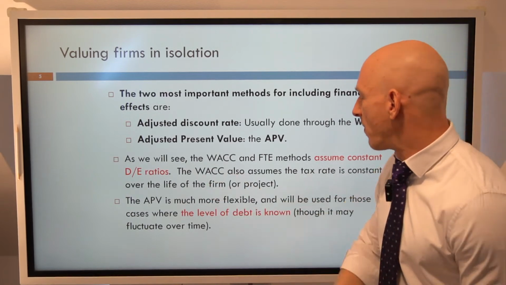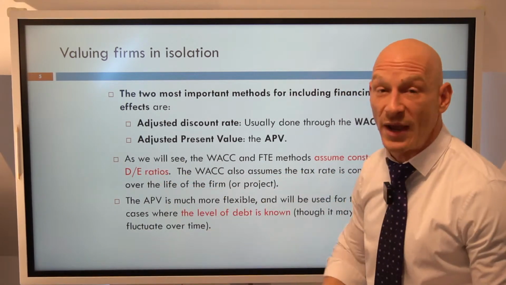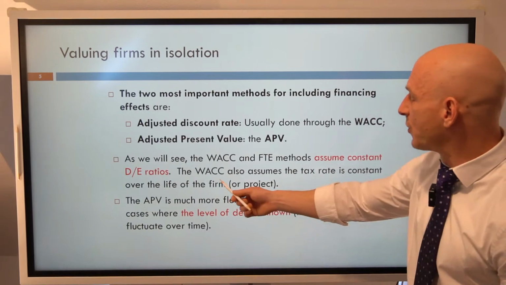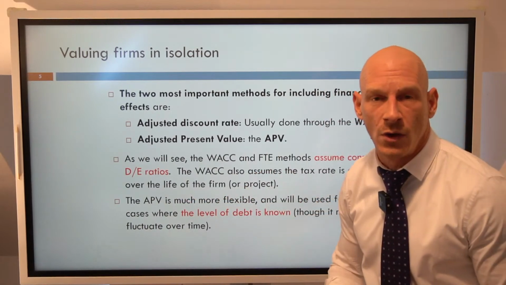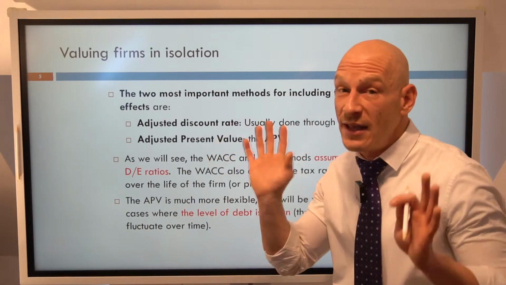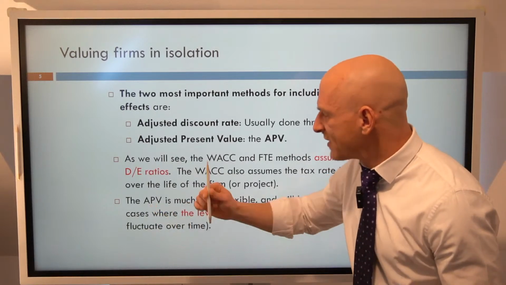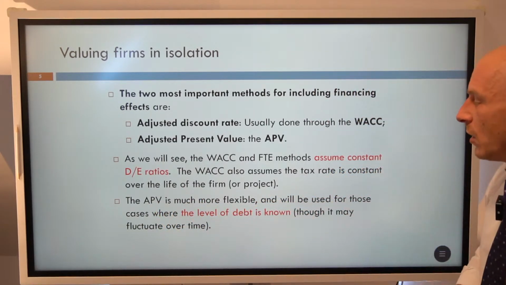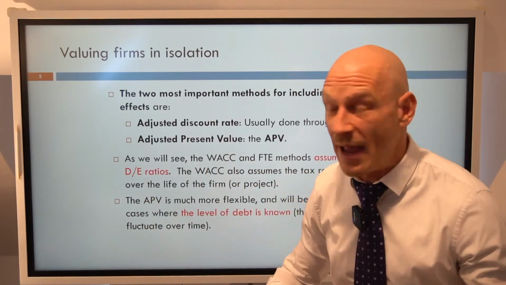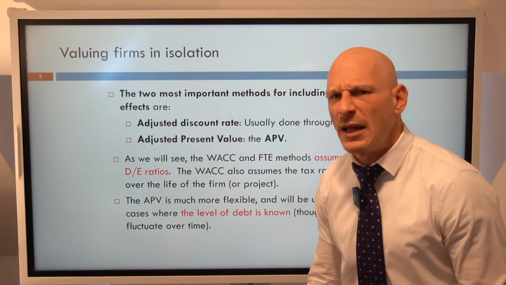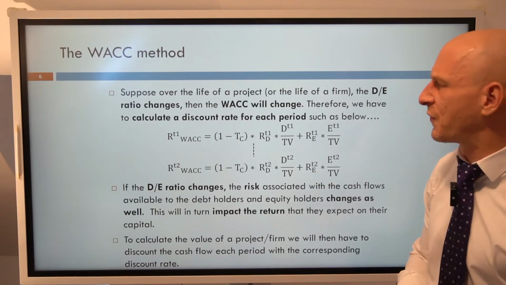Okay, so what is the problem then? Well, we are assuming that the WACC remains constant, which is only correct if the debt to equity ratio remains constant. And furthermore, we also assume that the tax rate remains constant and unchanged over the life of the firm or the project. Neither of these assumptions necessarily holds in the real world. That's really something you would have to check. Okay? Last but not least, the adjusted present value method is considered to be much more flexible. So in cases where the level of debt is known and it fluctuates over time, this is a method that would be preferable. I have to say, when I look at the book, I don't fully agree. I will show you in a second where my grief comes from.